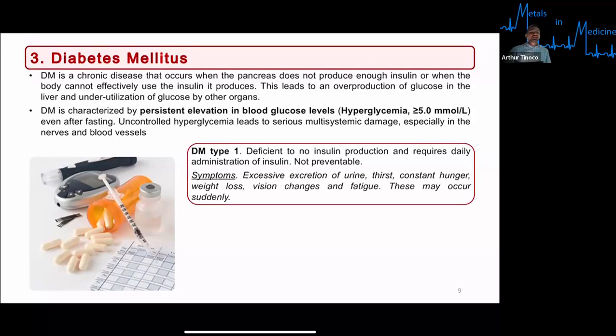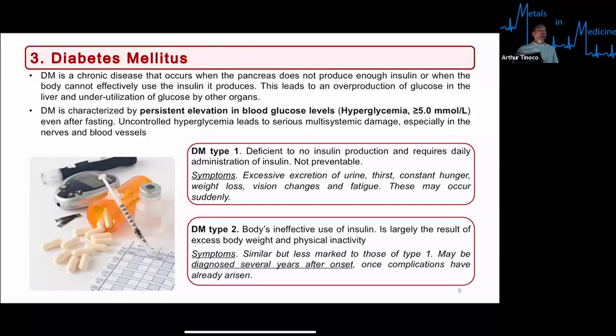So classically, type 1 diabetes is referred to as a condition in which you have a deficiency to no insulin production, and it requires a daily administration of insulin in order to be able to metabolize glucose that enters through the diet. So this type of disease is considered not preventable. And some of the classical symptoms of the disease are an excessive excretion of urine, thirst, constant hunger, weight loss, vision changes, and fatigue, and these may occur suddenly.